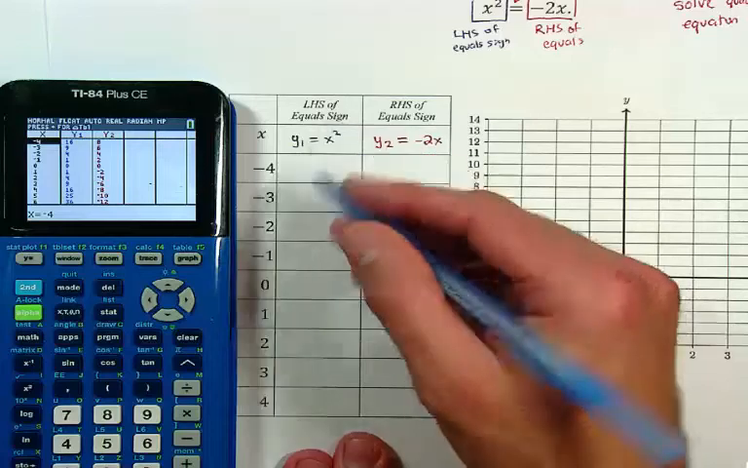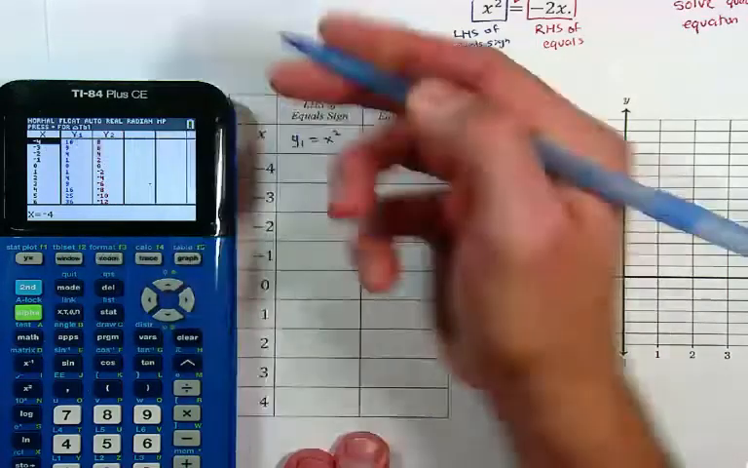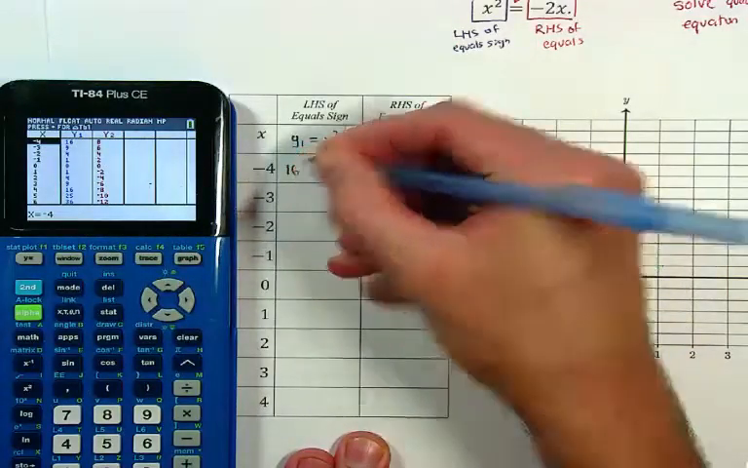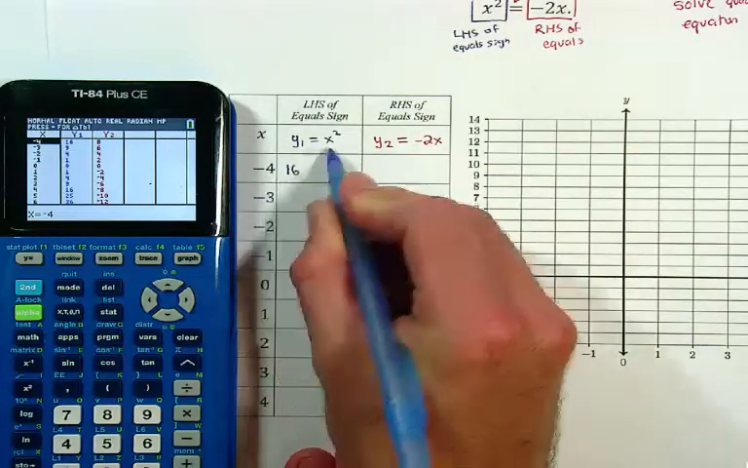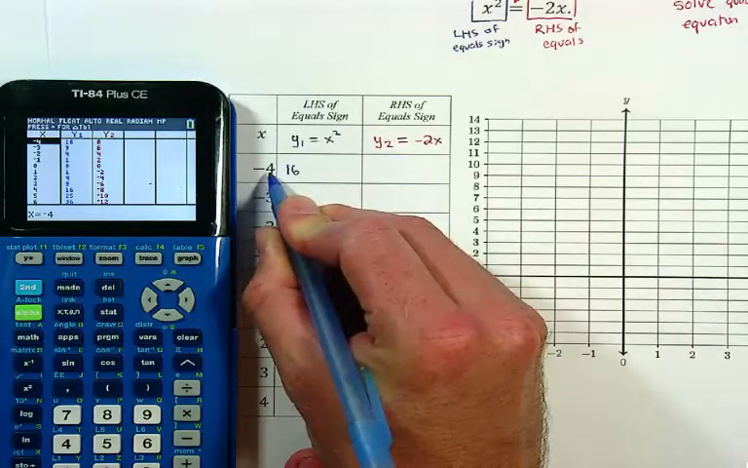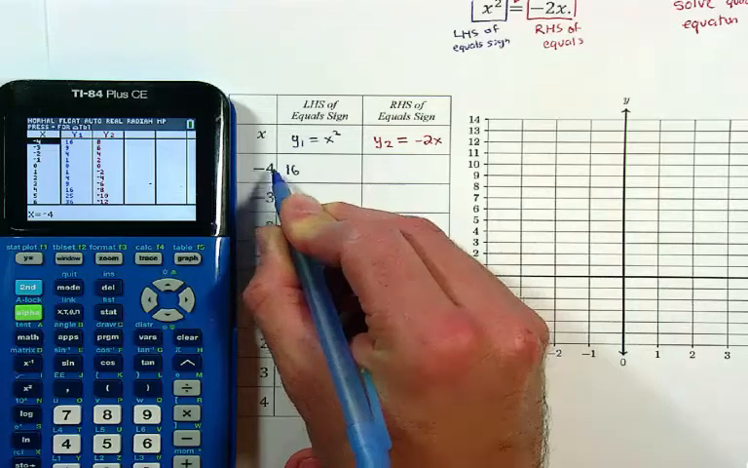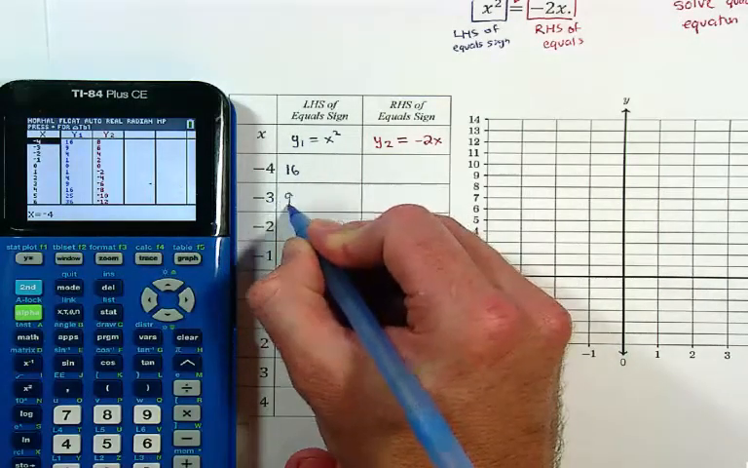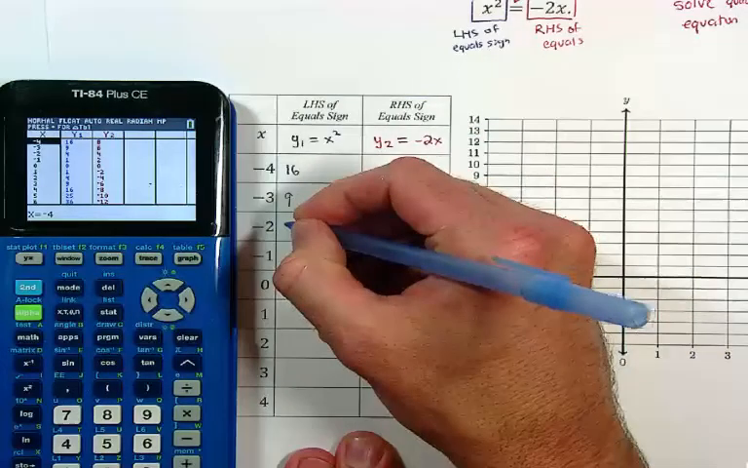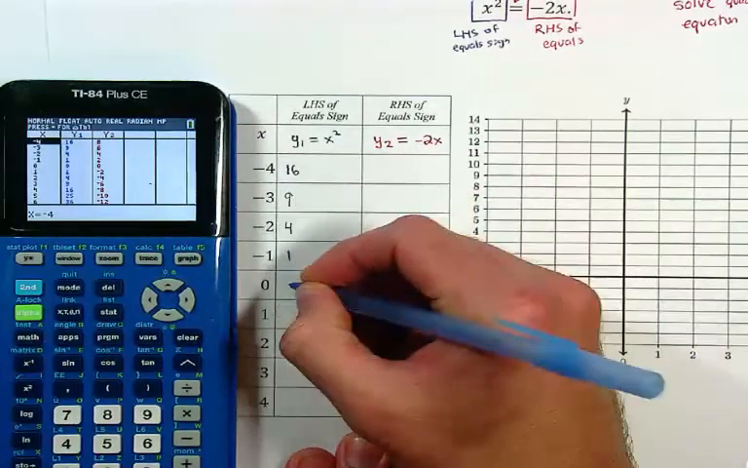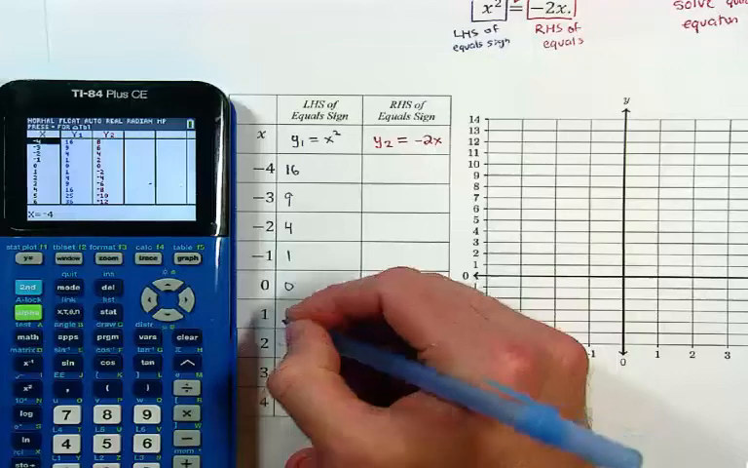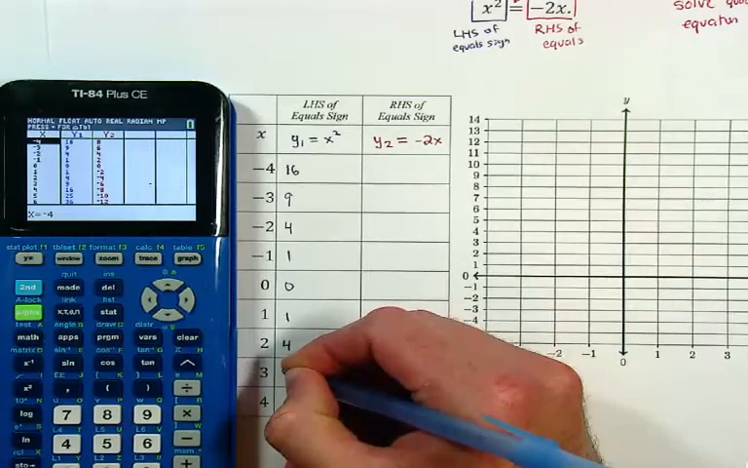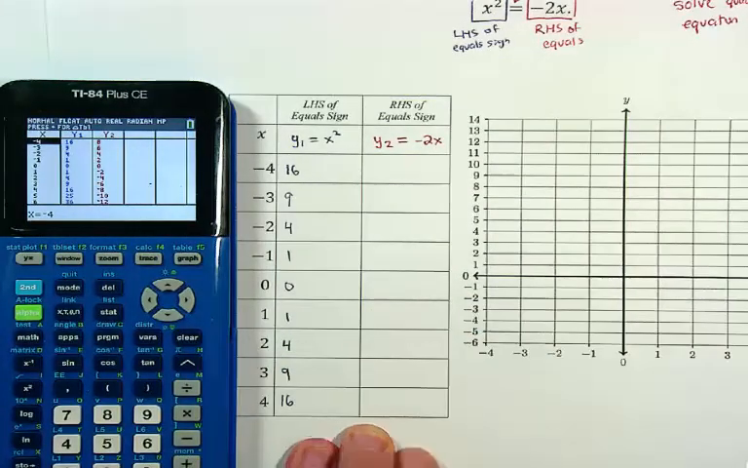I'll start with y1. At x equal negative 4, I get an output of 16, which makes sense because negative 4 squared is negative 4 times negative 4, which is positive 4 times 4, which is 16. Negative 3 times negative 3 is 9. That's exactly what this says there. 4, 1, 0, 1, 4, 9, 16.